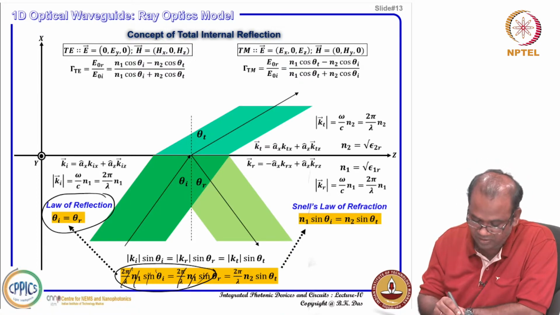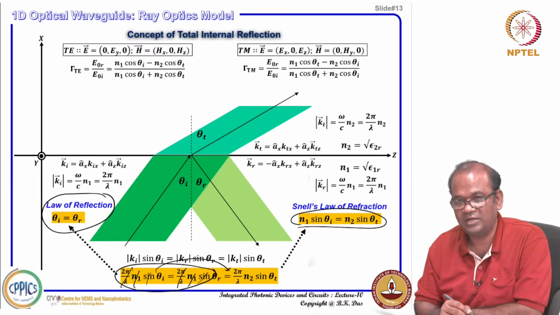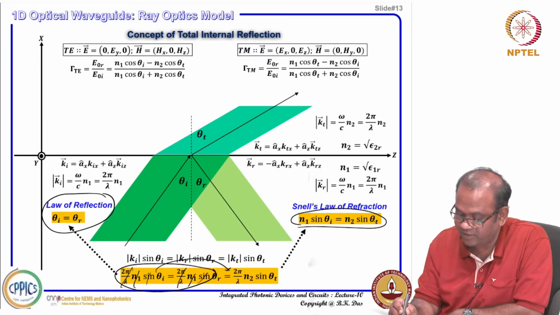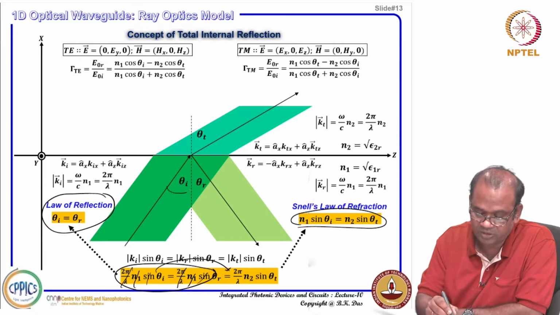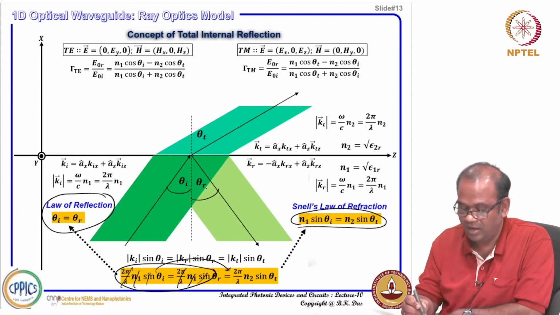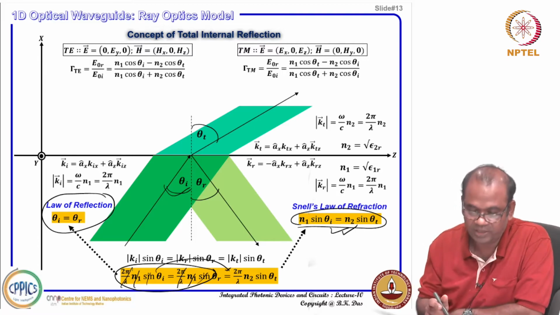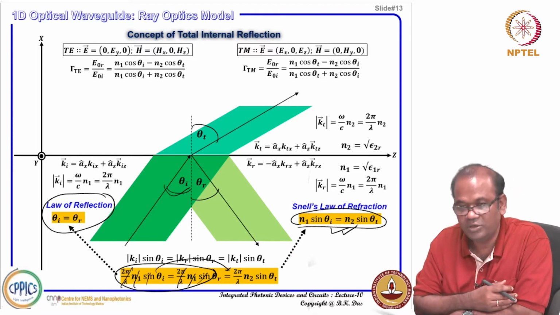And if we compare these two, you see n1 sin theta i equals n2 sin theta t. This is known as Snell's law of refraction. It relates the incident angle to the refracted angle, while the other relates the incident angle to the reflected angle, which is why it is the law of reflection. The law of refraction, Snell's law, we also get from Maxwell's equations. That is what we learned at school level.